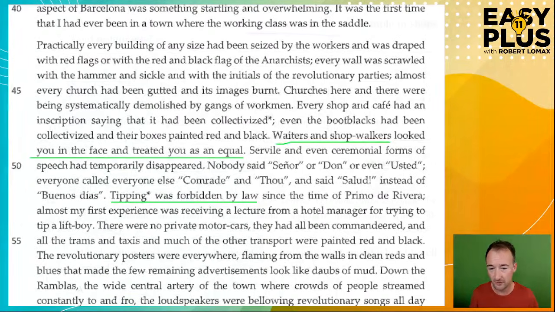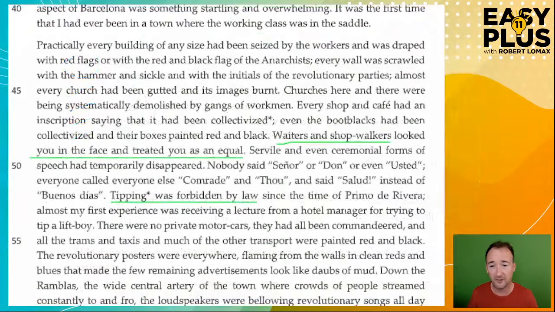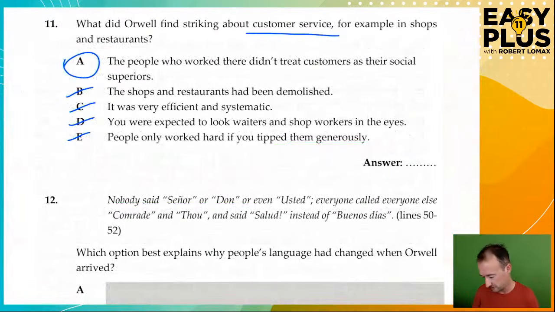So, definitely not that option there. So we are left with A as the only possibility. People didn't treat customers as their social superiors, and in fact it does say waiters and shop walkers looked you in the face and treated you as an equal. So in other words, it wasn't please come here sir, lovely to see you, but it was come over here, here's a seat. So a different kind of service environment.